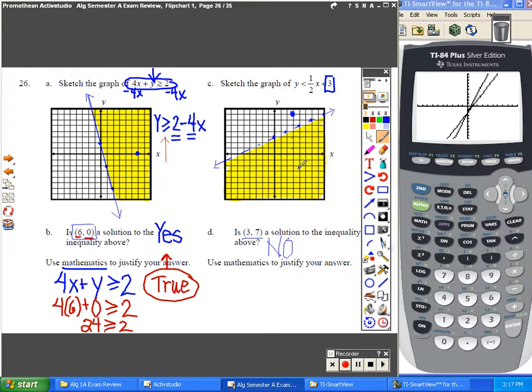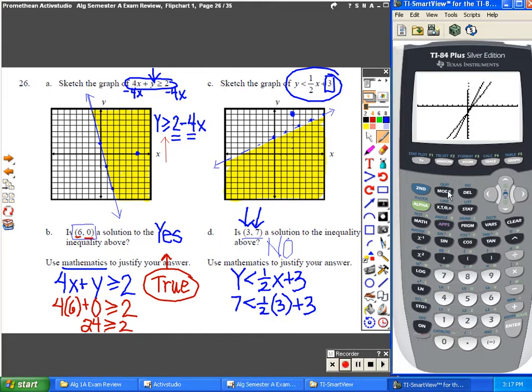But in the second part, they make us justify this with math. So take your original equation, bring it down here. y is less than 1/2 times x plus 3. And you have to fill in their x value 3 and their y value 7. 7 goes where the y is. 3 goes where the x is. And now I'm just going to type this whole thing in the calculator.